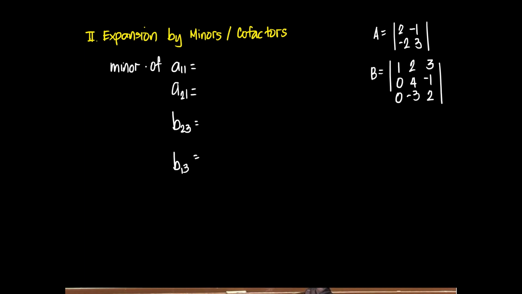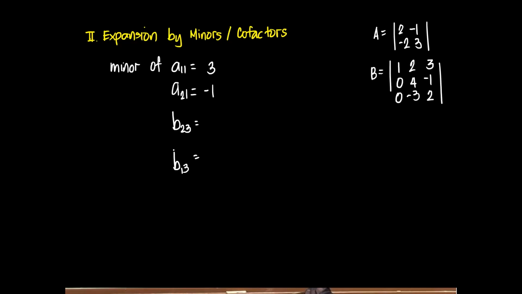What are the minors? What you do is, minor of A11, where's A11? This is 2, right? So what you do here is, you cover the row and the column that contains that number. So row and column, cover to, cover to. What's the number left if you cover the row and column containing 2? The number left is 3, so that's correct. The answer is 3. What about A21? 1, it's -2. So the number left when you cover this row and column is what?